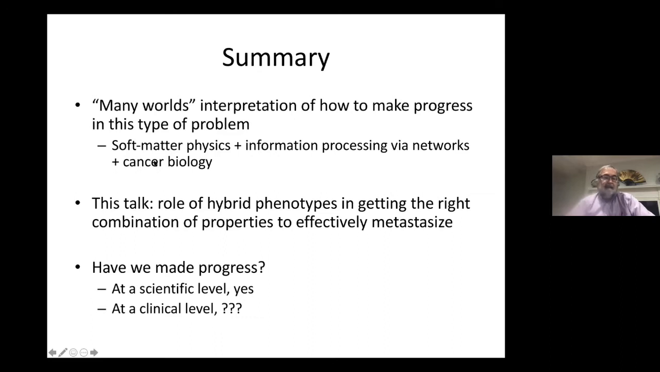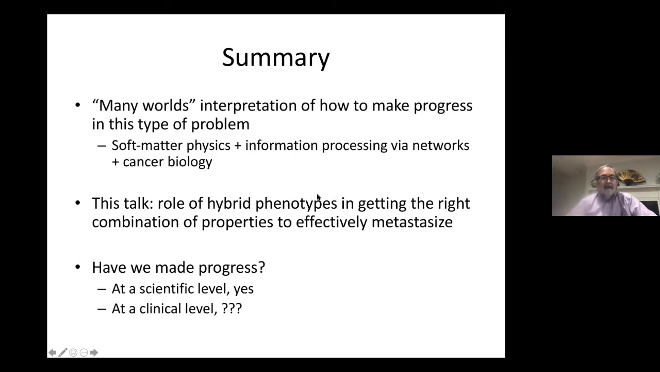And then, of course, we need to take information from what cancer biologists are doing, who are making measurements in both in vitro and in vivo systems to try to see to what extent the ideas that one can create might make sense in reality. So this talk is focused on one aspect of that problem, the role of hybrid phenotypes in getting exactly the Goldilocks combination of properties to effectively metastasize.